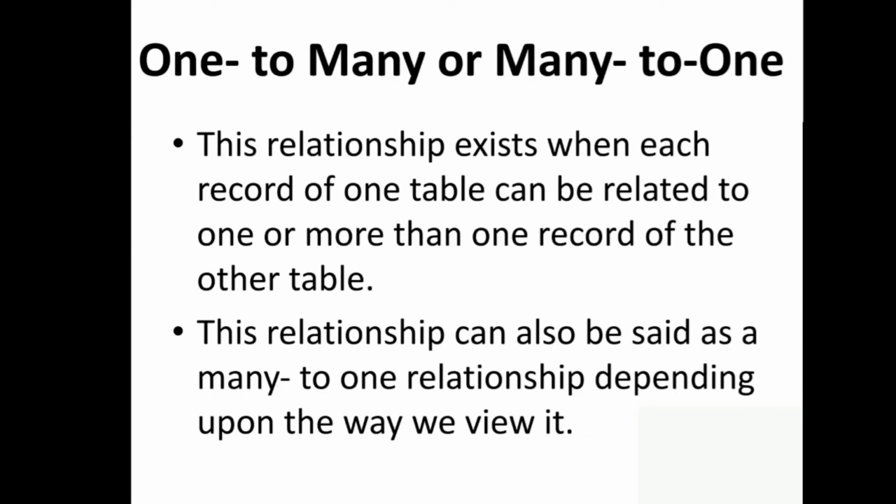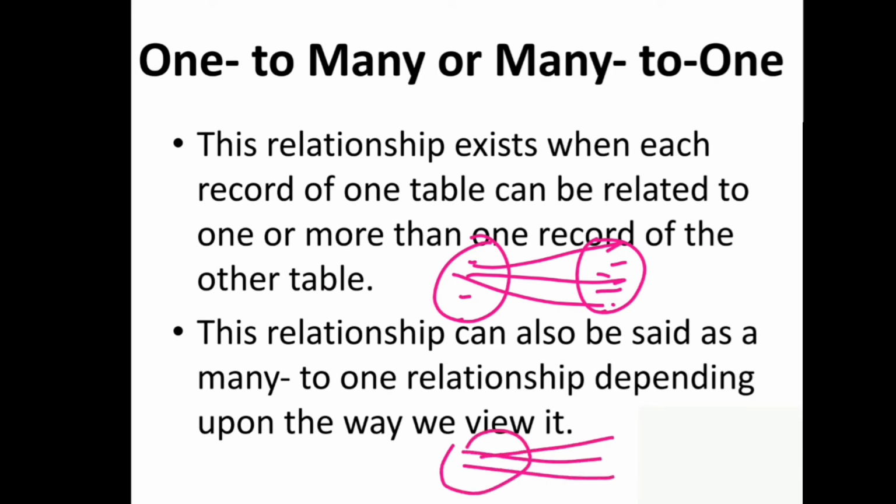Now next we'll talk about one-to-many or many-to-one relationship. See, such a relationship exists when each record of one table is related to one or more records of another table, right? So this relationship is the most common relationship found. A one-to-many relationship can also be said as a many-to-one relationship, and it depends upon the way we view it, right?